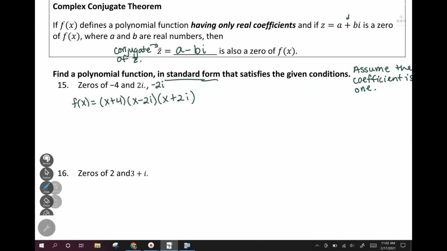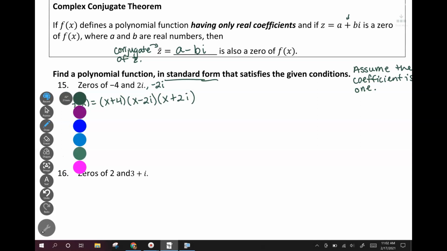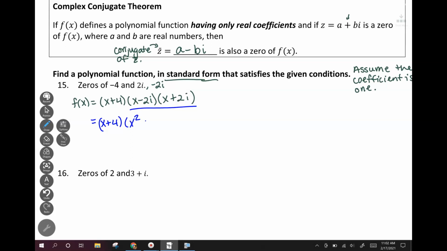Now always start by multiplying the ones with imaginary numbers, multiply those conjugates together first. That way the imaginary parts will disappear. When you multiply factors with conjugates together, the imaginary numbers will disappear. So we're going to have x squared plus 2xi, or 2ix, doesn't matter, minus 2xi minus 4i squared.